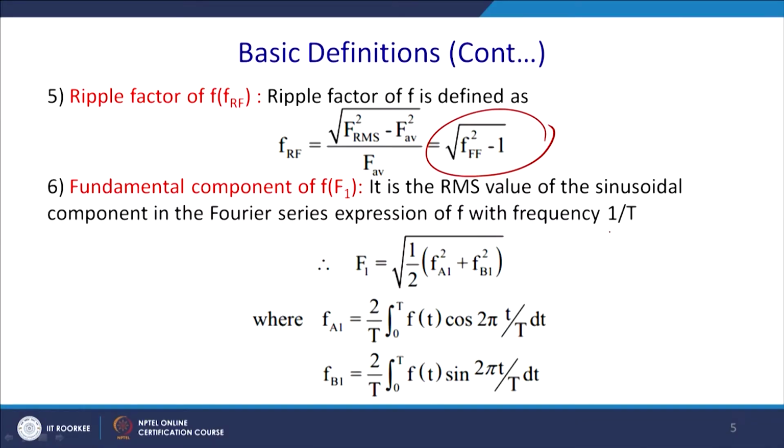Its RMS value of the sinusoidal component in the Fourier series expression of f, with frequency 1 by T, because you have a sine and a cos component, will be the square root of half Fa1 square plus half Fb1 square. Similarly, we can calculate the terms Fa1 and Fb1, which are the Fourier components. The same way we find the Fourier series coefficients, we can do it here. So it is 2 by T, integral 0 to T, f(t) cos 2 pi t by T dt, and similarly for Fb1 you have a sine term instead of cos.